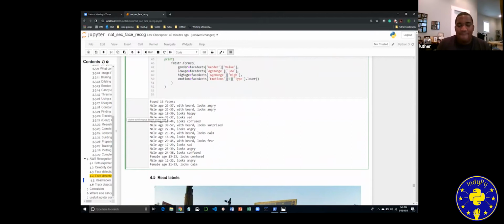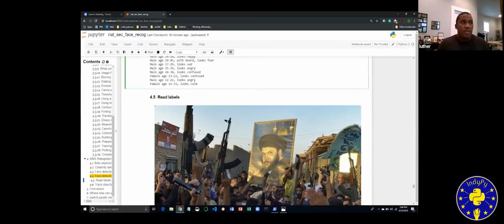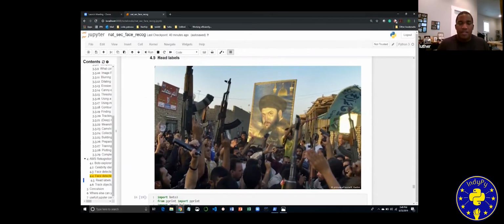This is really advanced recognition that we're doing with minimal code through an API. Now, you don't have to use this for national security. If you're a sales rep in store, you could scan the crowd and see, are they engaging with me? Are they buying what I'm selling?